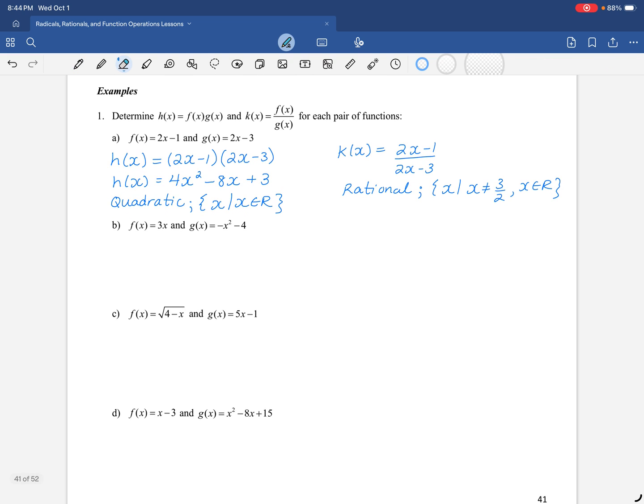So now function f is a linear, function g is a quadratic. So let's take a look at function h. If we create h of x, we're going to multiply 3x by negative x squared minus 4. So if we carry out that multiplication, h of x is going to be negative 3x cubed, and then it looks like we have minus 12x. Okay, so this takes us back into what we saw in Unit 2. So this is just a cubic polynomial function.